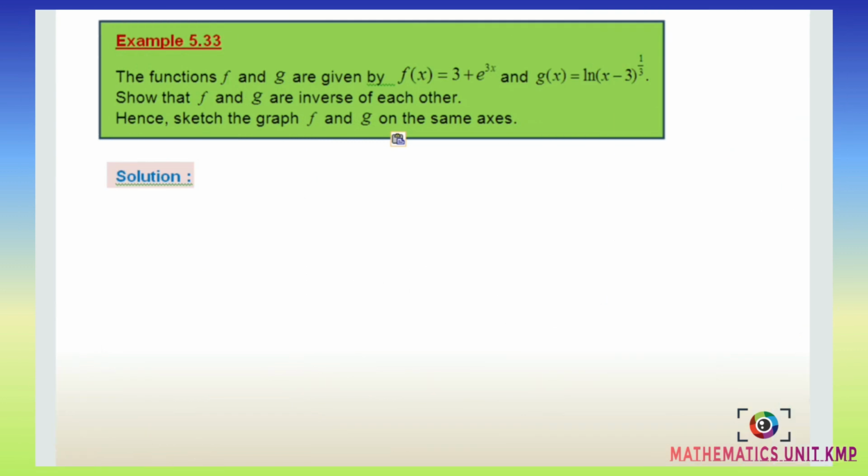For example 5.33, the functions f and g are given by f(x) equal to 3 plus exponent 3x and g(x) equal to ln x minus 3 to the power of 1 over 3. The function f(x) is an exponential function, and the function g is a logarithmic function. The question is, show that f and g are inverse of each other. Hence, sketch the graph of f and g on the same axes.